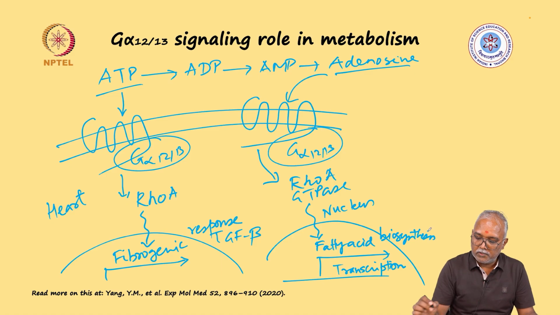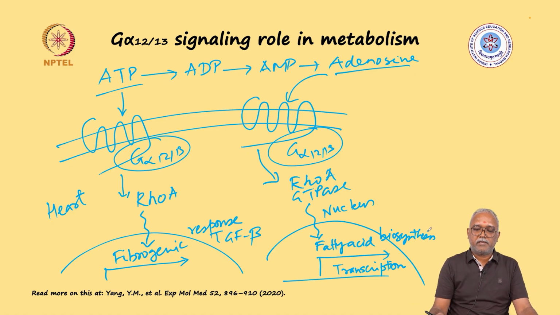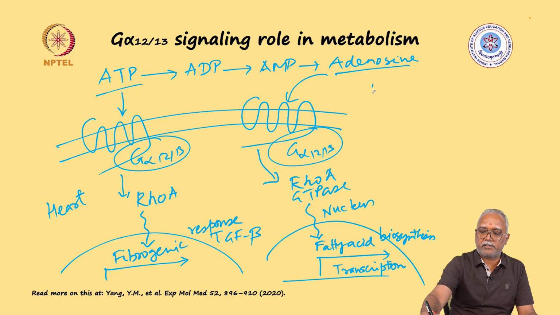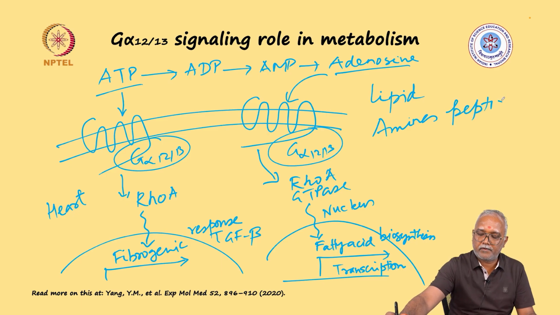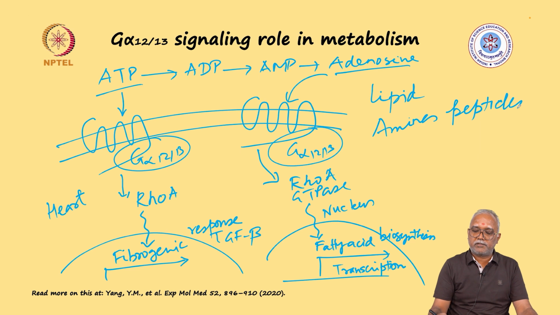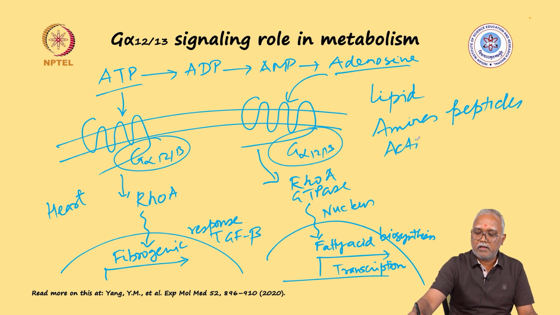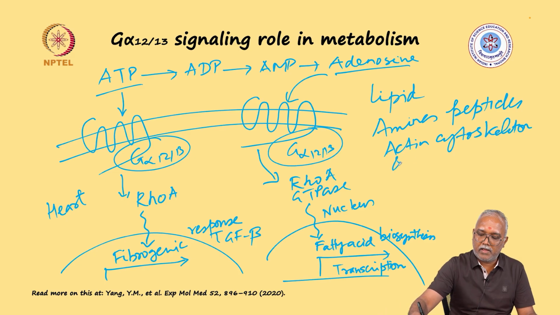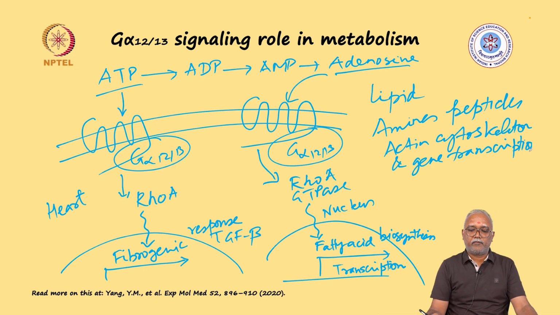biosynthesis. So basically this G alpha 12-13 seems to be working with multiple different types of molecules. It could be a small molecule like this. It will also be sensing lipid-like molecules, amines and peptides and so on. However, the final response is towards the actin cytoskeleton and gene transcription. We will see more detail of this in coming slides. So this was an example of G alpha 12-13 participating in metabolism.